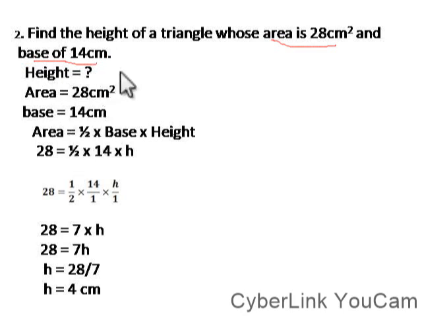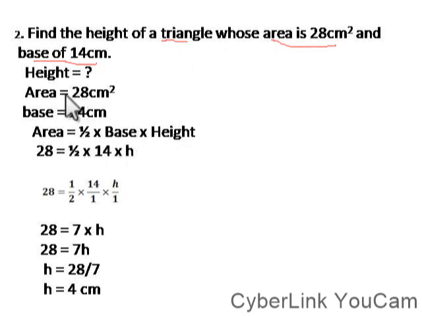And what formula do we use in this? We are talking about a triangle, so we have to make use of the formula for finding the area of a triangle. The formula for finding the area of a triangle is half times base times height.